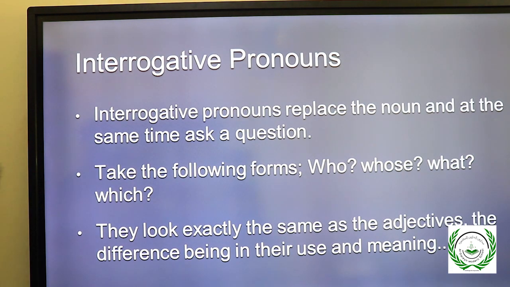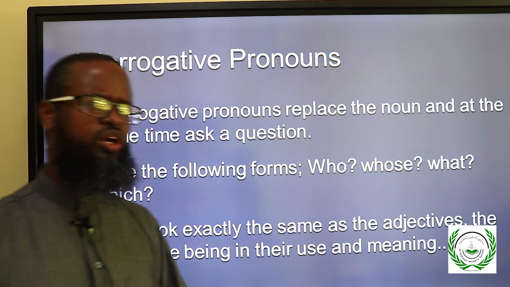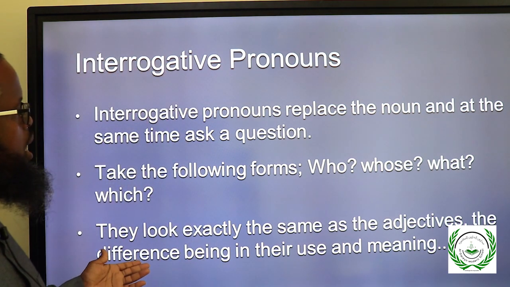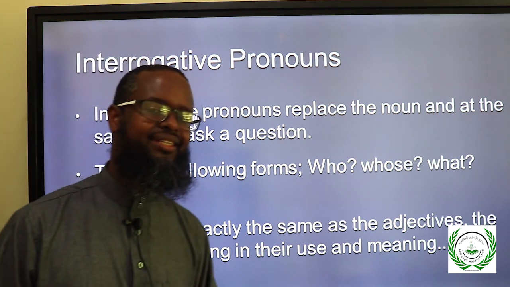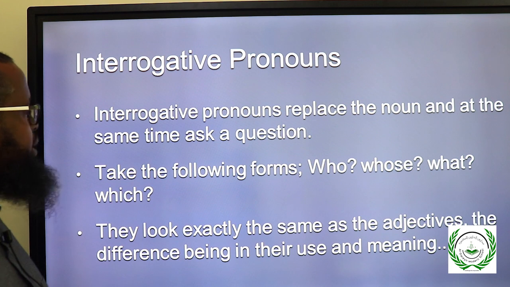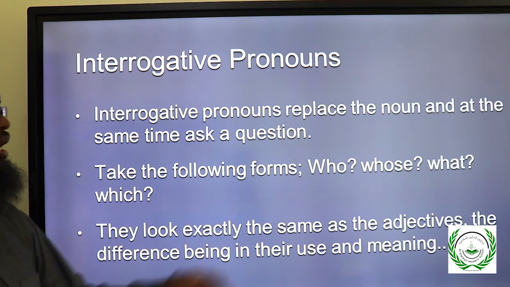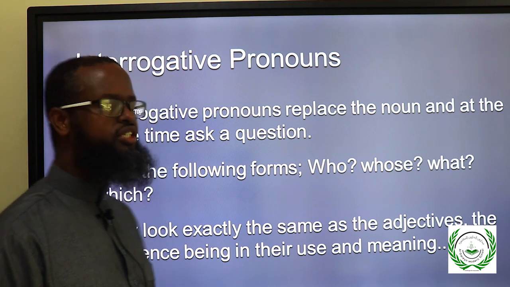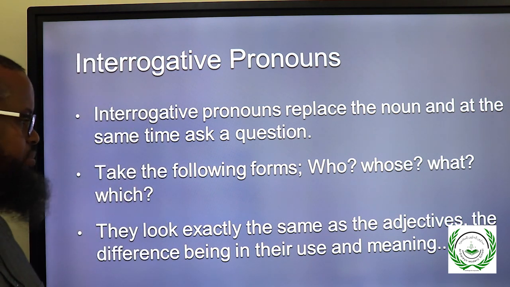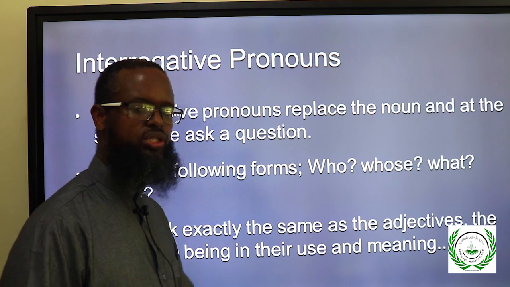Okay, let's move on to interrogative pronouns. Unlike interrogative adjectives, which describe nouns and ask a question, interrogative pronouns do not describe a noun. They actually replace the noun. However, they still ask a question. They take the form of who, whose, what, which. So they come in the same form as interrogative adjectives. They look exactly the same as the adjectives, the difference being in their use and meanings.